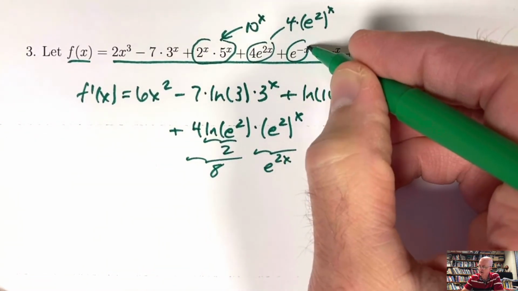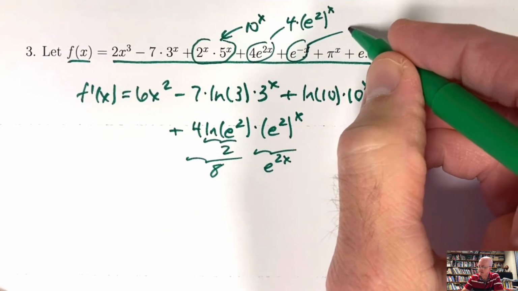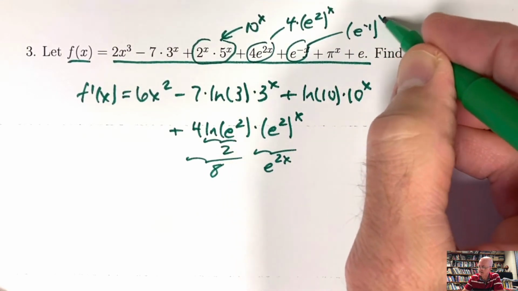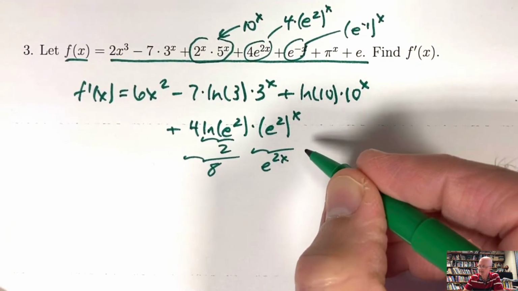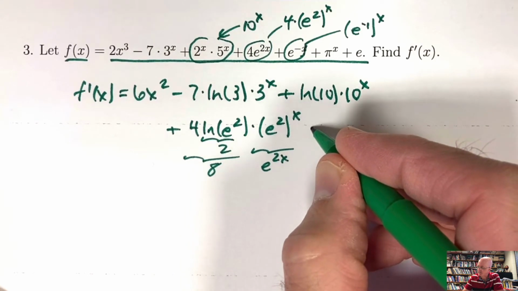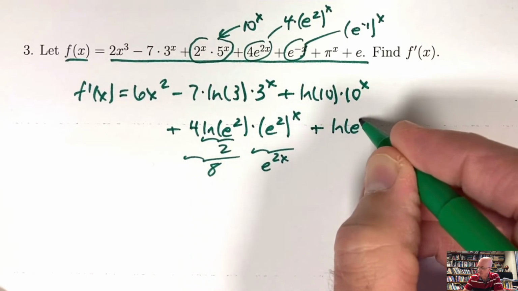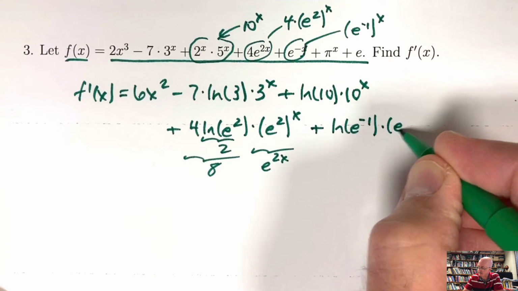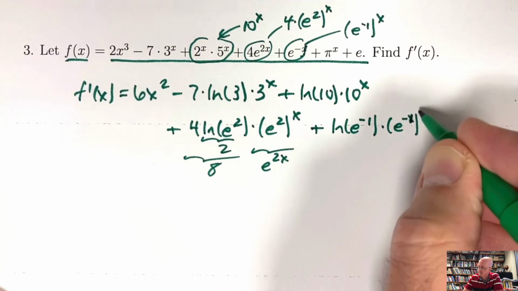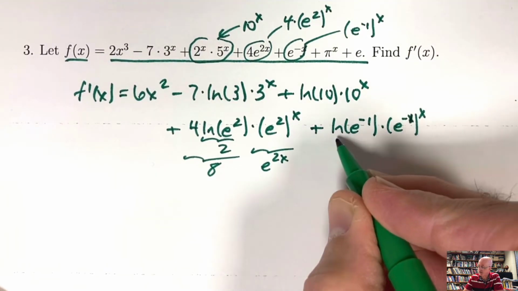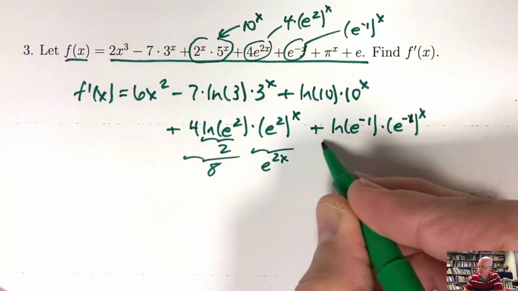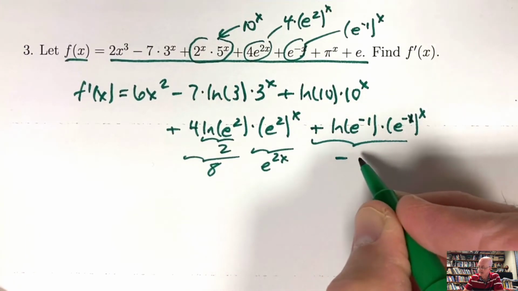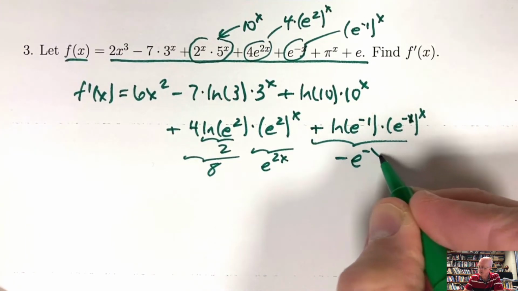Similar kind of thing can go on with e to the negative x. It's the same as e to the negative 1 to the x. Differentiate that. You are going to get natural log of e to the negative 1 power times e to the negative 1 to the x. Natural log of e to the negative 1 power is negative 1. This all becomes minus e to the negative x.